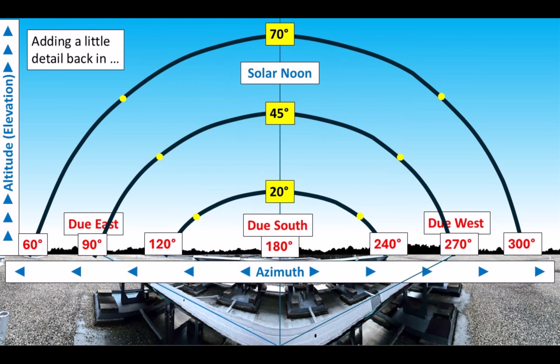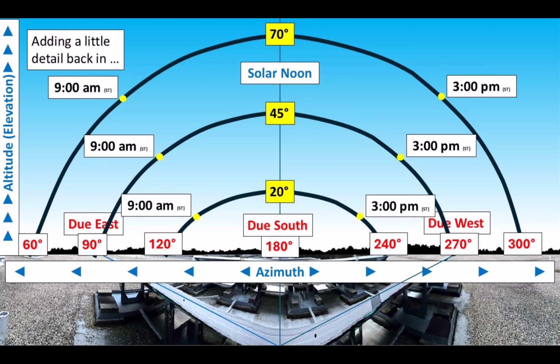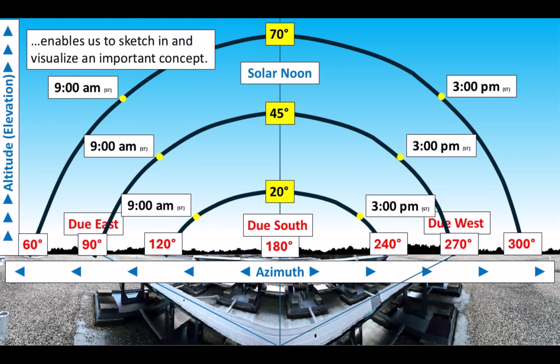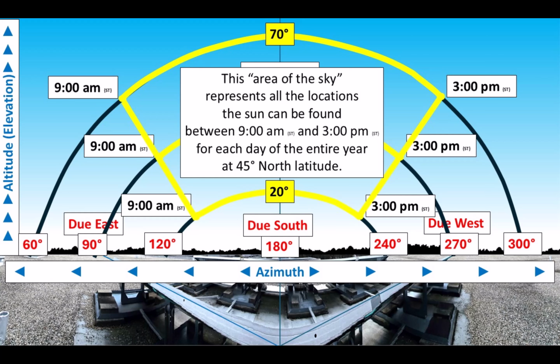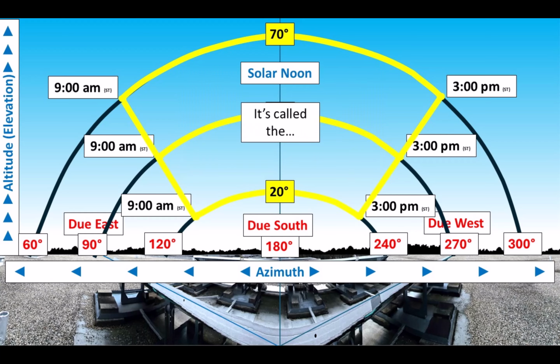Adding a little detail back in enables us to sketch in and visualize an important concept. This area of the sky represents all the locations the sun can be found between 9 a.m. solar time and 3 p.m. solar time for each day of the entire year at 45 degrees north latitude. It's called the solar window.